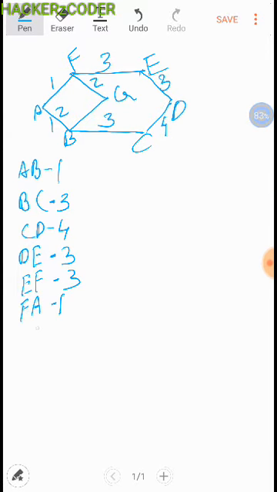And we have BG, the weight is 3. And GF, the weight is 3. Okay.